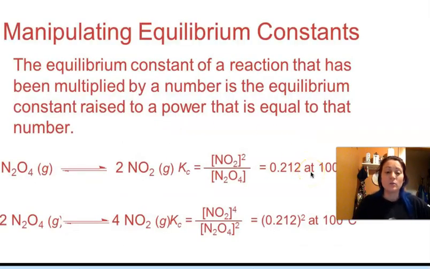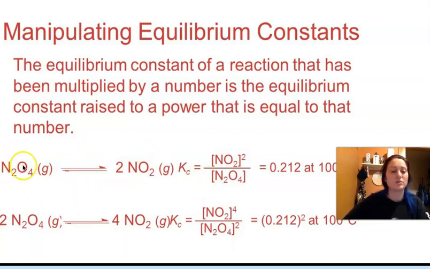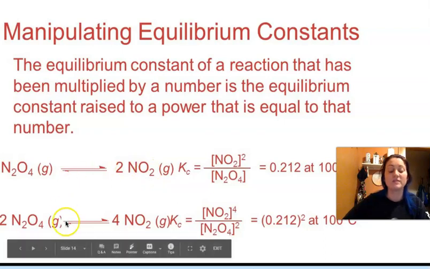And finally, what happens if you multiply the entire reaction by some stoichiometric coefficient? You would then raise the K constant to that coefficient. So, for example, if you look at this reaction here, the top reaction shows N2O4 going to 2NO2. The second reaction is that first equation multiplied by a stoichiometric coefficient of 2. So 2N2O4 goes to 4NO2, right? This is just the same thing multiplied by 2.